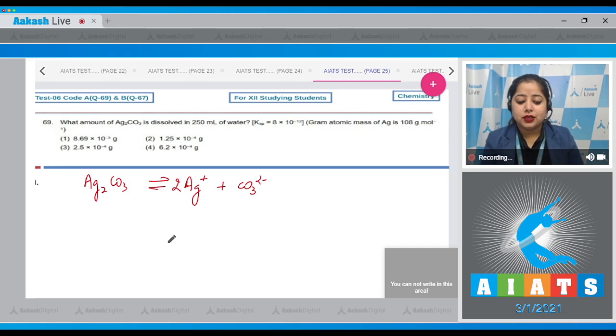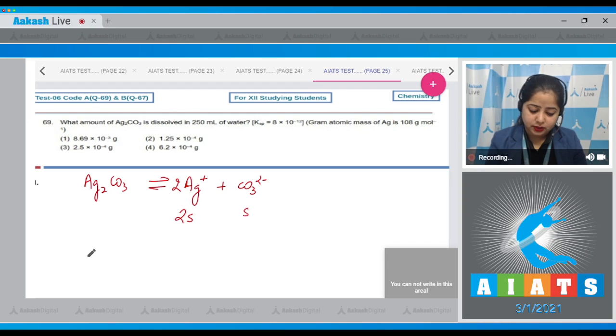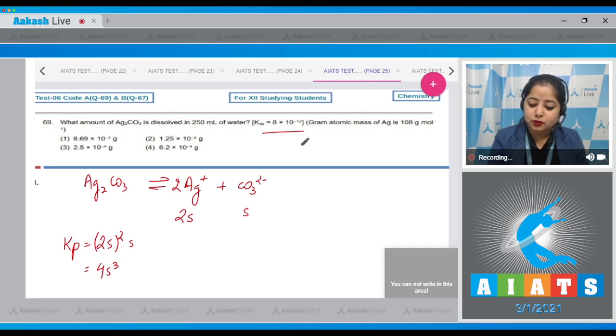So student, let's assume the solubility of silver carbonate in the aqueous solution is S mole per liter. So this will be 2S, this will be S. So Ksp is equals to 2S square into S, that is 4S cube. And the value of Ksp is given, that is 8 into 10 to the power minus 12. So the value of S will be 1.26 into 10 raised to the power minus 4 molar.